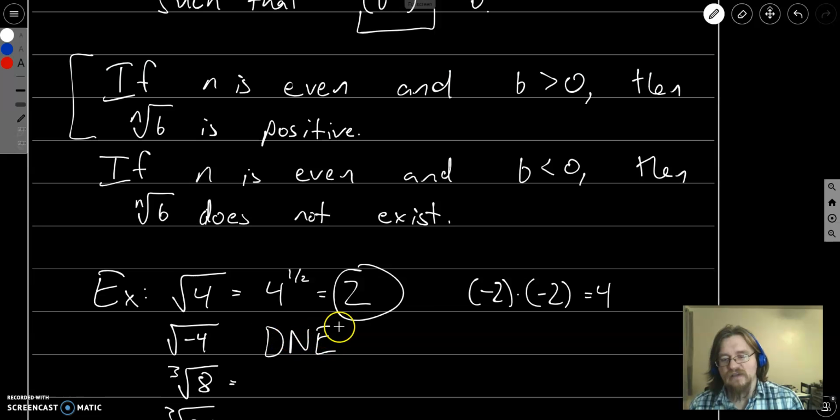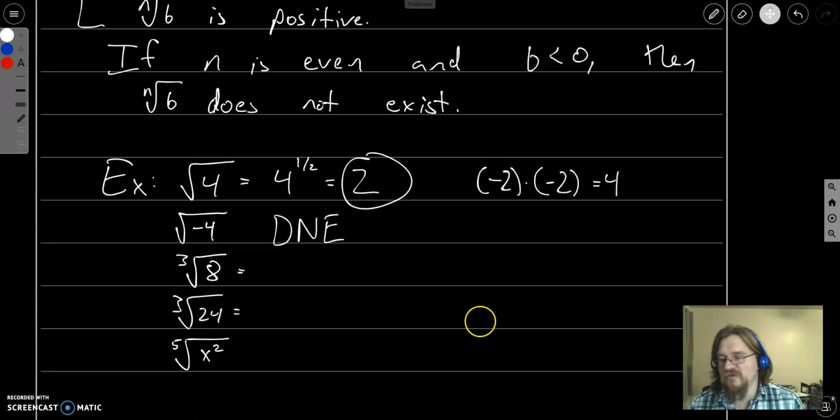This does not exist. If we were to use complex numbers, as in imaginary numbers, we could write down a symbol to represent the square root of -4. In this class, we're not necessarily going to use that very often. So for the moment, we'll just say that this does not exist.